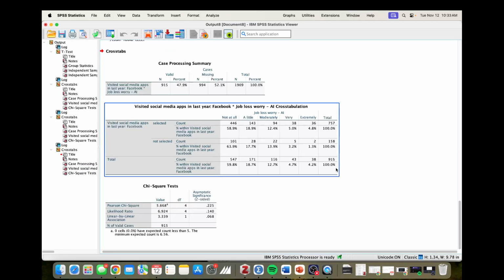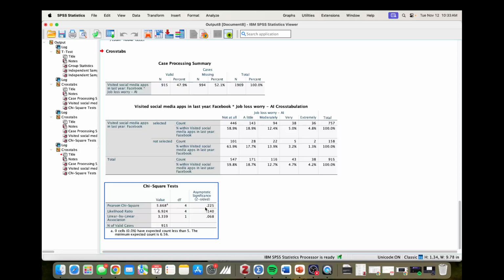And this is what I get. The very first thing you will probably want to look at is the Pearson chi-square's p-value. In this case, it's not less than 0.05, so it's not statistically significant. It doesn't appear that there's much of a relationship here between if somebody's used Facebook in the last year and if they're concerned about losing their job to AI.